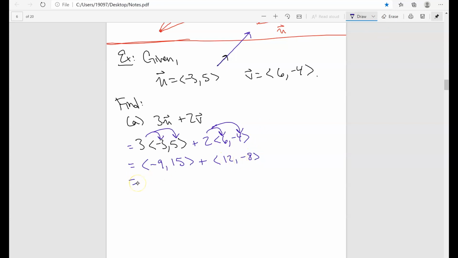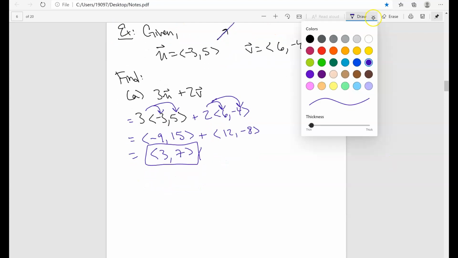Okay. And now all we have to do is add the individual components. So you're going to have -9 added to 12, and that's going to give me a 3. And then you're going to have 15 minus 8, and that's going to give me a 7. So this is going to be the result of that.